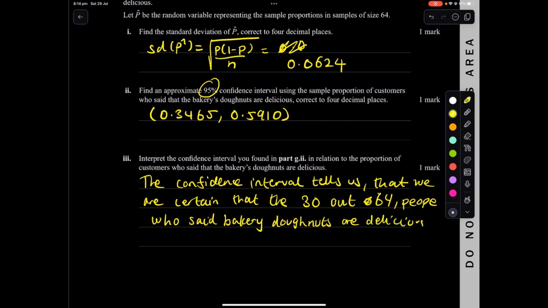So the confidence interval tells us that we are certain that 30 out of 64 people who said that are in between the value of, okay, so we have these confidence intervals. So if I can tell that you found the relationship.